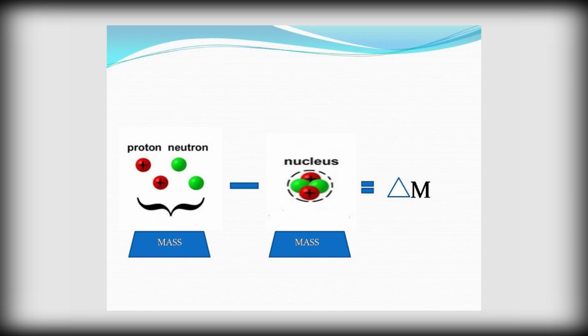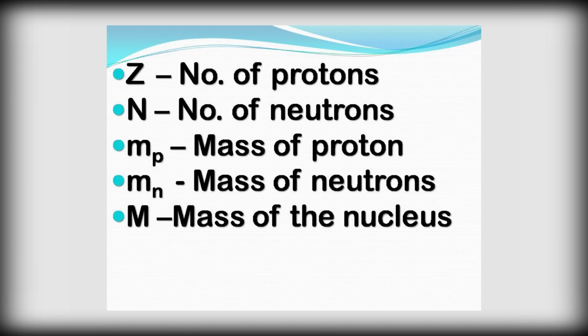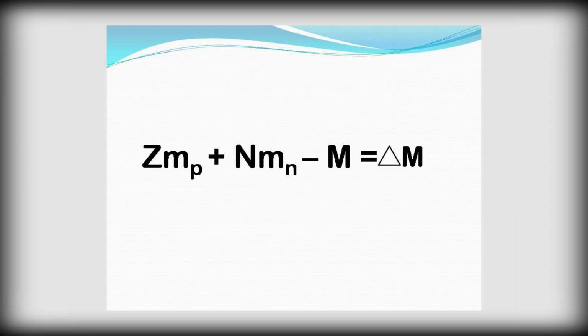Hence, the total mass of the protons and neutrons minus the mass of the nucleus formed gives the mass defect delta M. Let Z be the number of protons, N be the number of neutrons, Mp be the mass of one proton, Mn be the mass of one neutron, and M be the mass of the nucleus formed. Hence, Z into mass of each proton plus N into mass of each neutron minus the mass of the nucleus will be equal to the mass defect delta M.